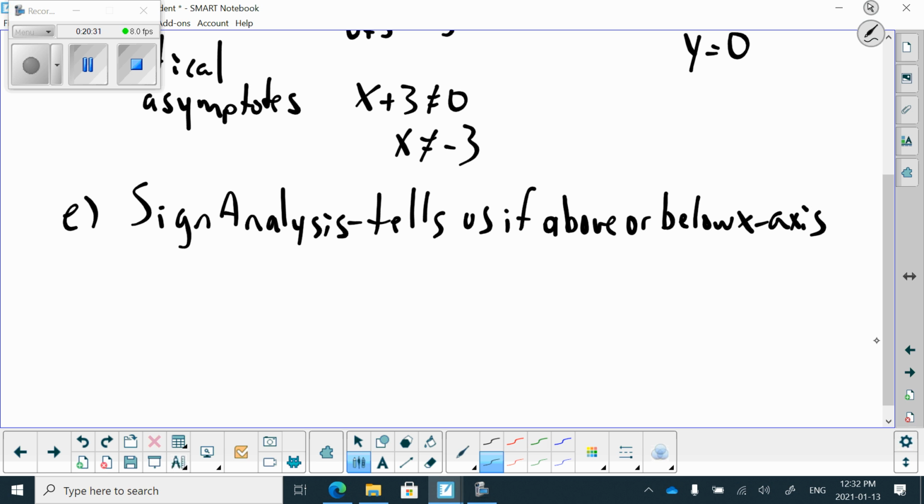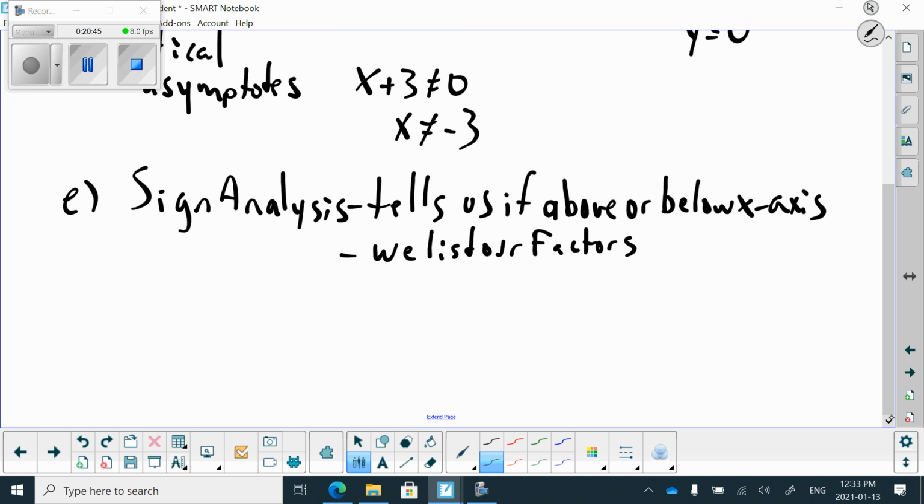Sign analysis is we list our factors. This first one will be small, but our next one you'll see how there's a little bit more to it. When I say list our factors, I'm saying list all of our factors in the numerator and denominator. So what's in our numerator? 4. What's in our denominator? X plus 3. And then we basically make a number line that doesn't have to be to scale.